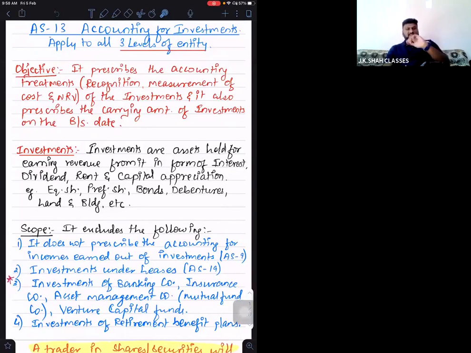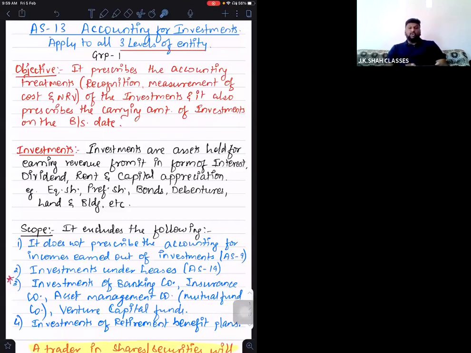Right? If the cost was 100 rupees and now NRV comes to 80 rupees, you have to bring down the value of investments to 80 rupees. Then 20 rupees will be a loss to be debited to profit and loss account. Correct? So that is what you will be learning over here. This is the basic objective of AS13. It's a very interesting accounting standard, and it is a Group 1 accounting standard, applicable to all the 3 levels. And in exam, you will find all the practical questions coming from this accounting standard.